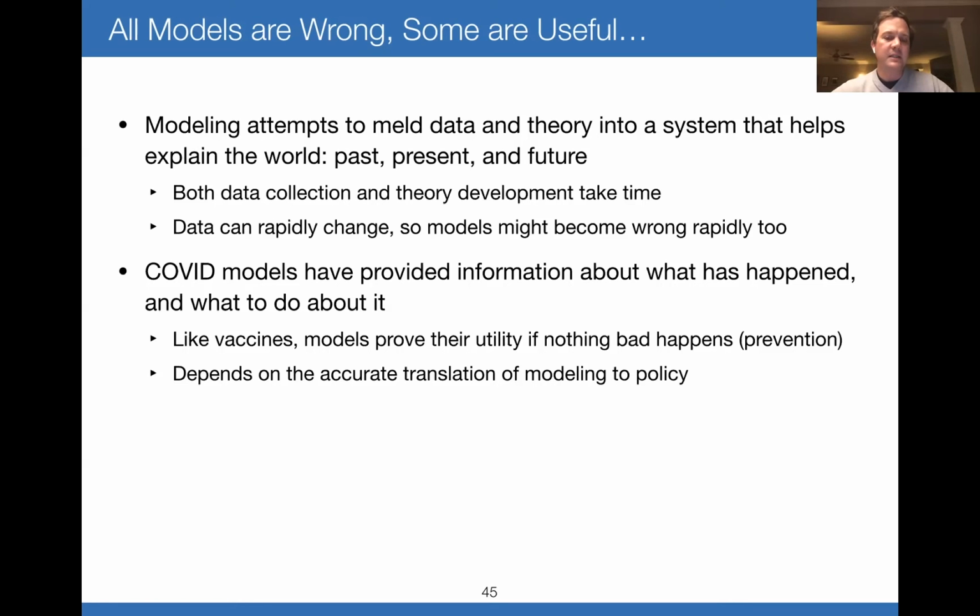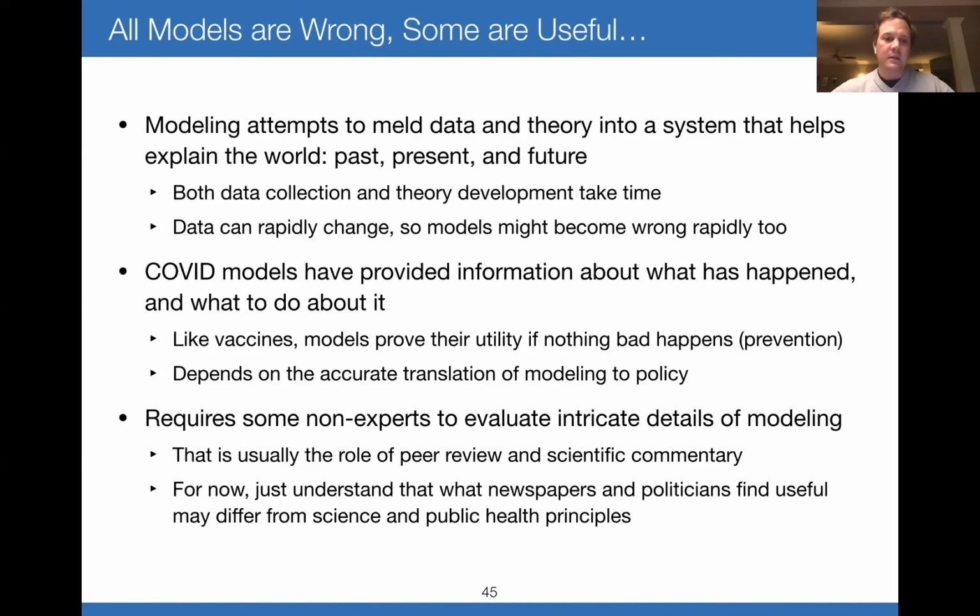But like vaccines, they prove their utility if nothing bad happens. So if these worst projections, say in the US of 2.2 million deaths, never come to fruition, we might say the model is wrong, or we could just interpret that we actually took the model seriously. This depends on the accurate translation of modeling to policy. This does require some non-experts and non-modelers to evaluate some intricate details of modeling.